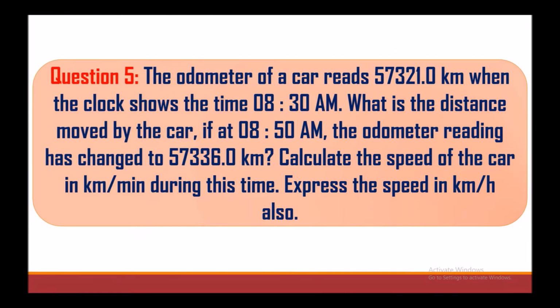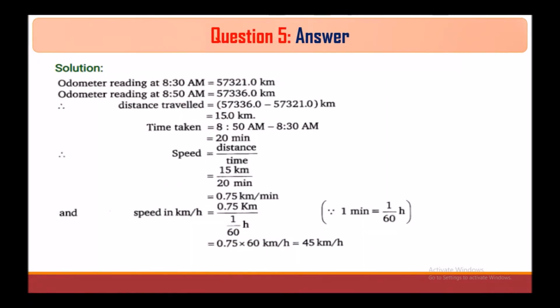Question 5. The odometer in a car reads 57,321.0 kilometers when the clock shows the time 8:30 am. What is the distance moved by the car if at 8:50 am the odometer reading has changed to 57,336.0 kilometers? Calculate the speed of the car in kilometer per minute during this time. Express the speed in kilometer per hour also. So let's do the solution.